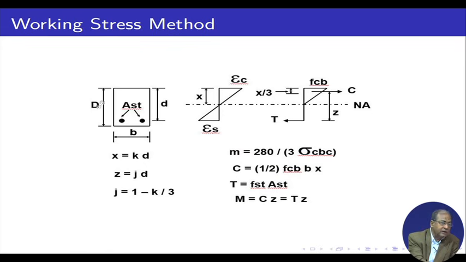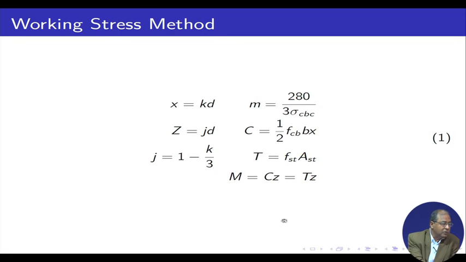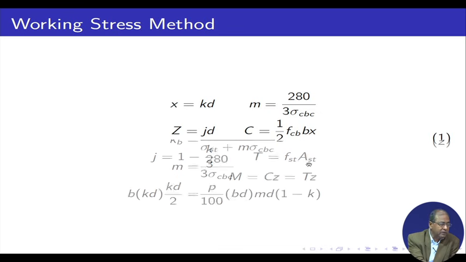The only thing we can say is how much of its capacity we have achieved, that is very important here. So, this is the one we get here. Whatever I have written here, just to give you that idea: x equal to k d, z equal to j d, j equal to 1 minus k by 3. Like that we can write down this particular equation.